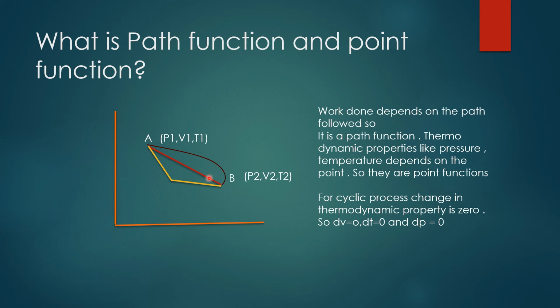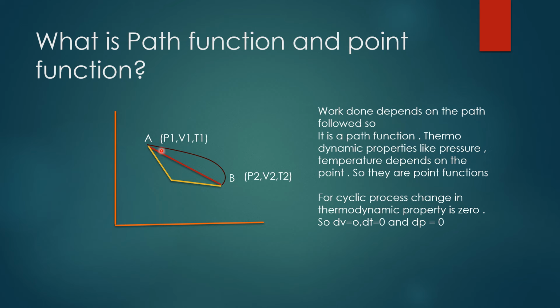So here a path function means something that depends on the path. Work done is a path function in thermodynamics because it depends on the route or path that you take. But the thermodynamic properties like pressure and temperature, meaning the cities A and B, are not going to change, they are going to remain the same.